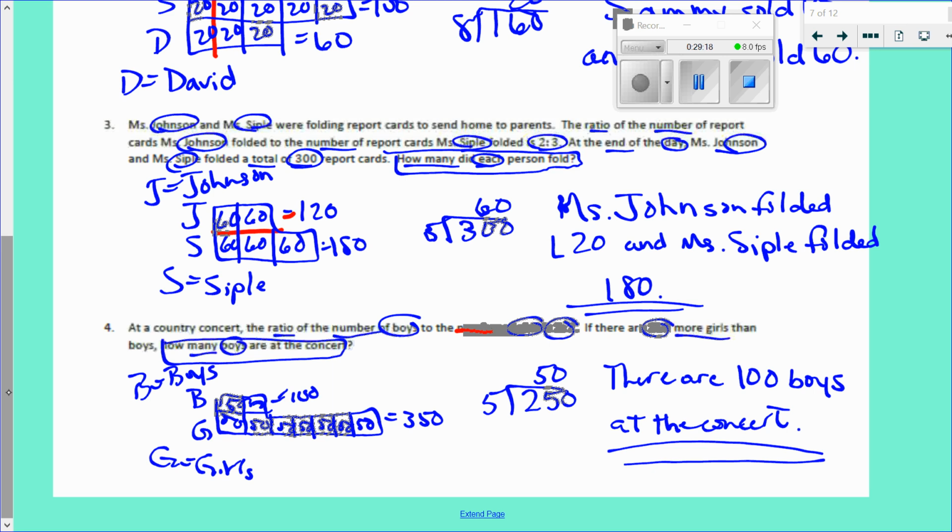Last one, ratio boys to girls, 2 to 7. Again, they gave it to me. Here's one of the keys and where your tape diagrams can help you. 250 more girls. So I have to look at my tape diagram. How many more boxes do I have for girls? 5. So I take my 250, I divide by 5, get my ratio constant of 50. That means there are 100 boys. Make sure you answer the question that was asked. How many boys are at the concert?